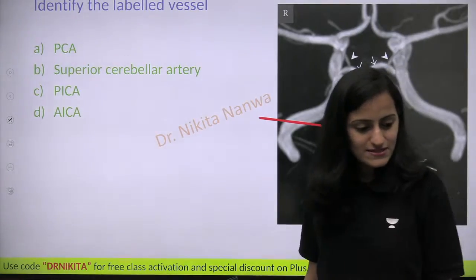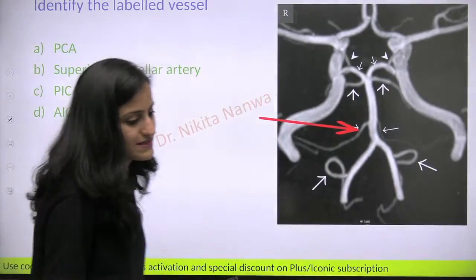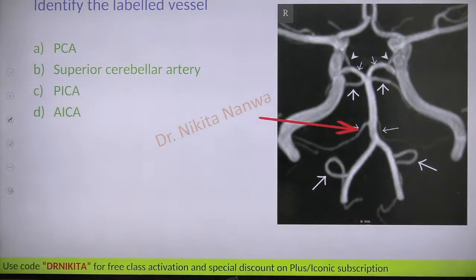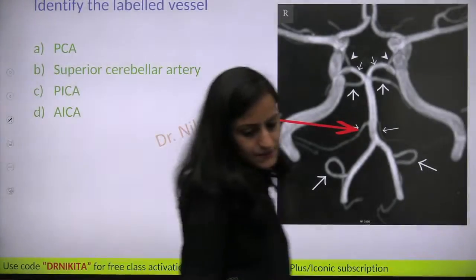Okay, this is interesting. Identify the labeled vessel here. Is it PCA? Is it superior cerebellar artery? Is it PICA, or is it ICA?